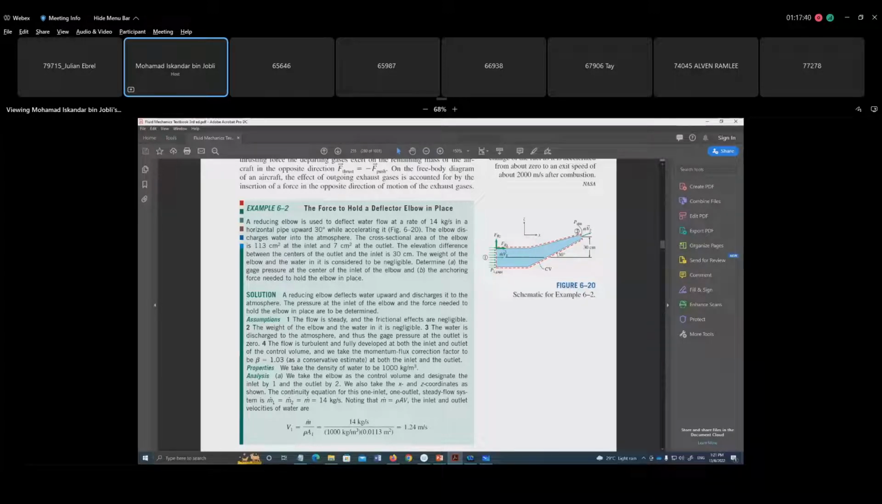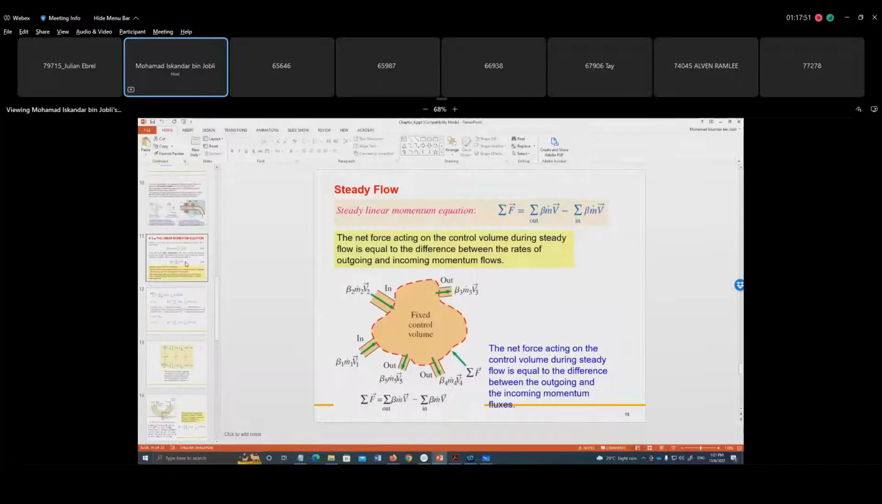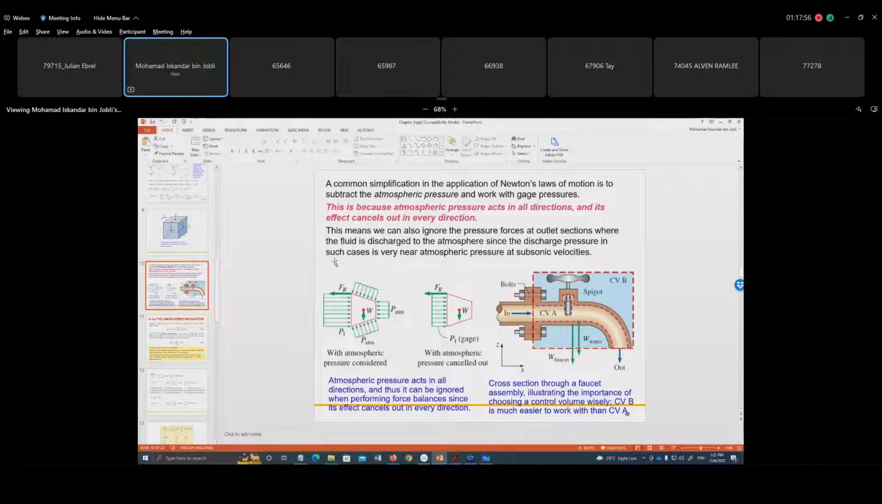However, I think we decided earlier that we're not going to use the atmospheric pressure, because it's pointless. It cancels out in all directions. So we're just going to evaluate the force that is brought by the gauge pressure.